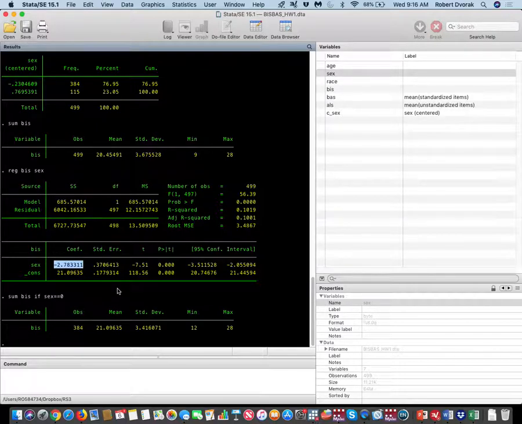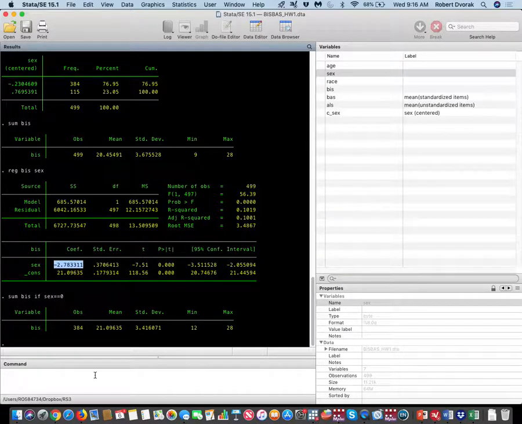It means that if we change from 0 to 1, the age of the other group, which is not a reference group but the focal group, changes by this amount. Perfect. That's exactly what it means. And in this case, we're not looking at age, we're looking at BIS.